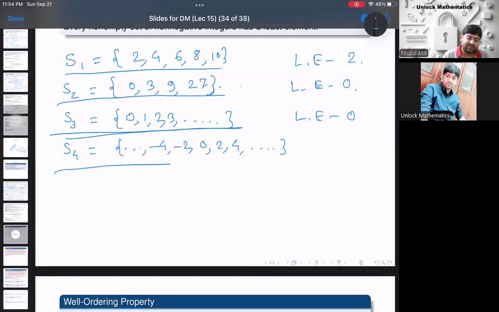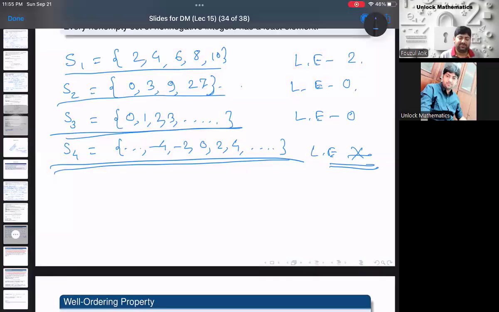But what is the least element of the set S4? Can you find out? You may say -10 lakh, but I can say -10 lakh 1. So the least element is not at all defined in the case of S4. You cannot find the least element, so the least element does not exist.